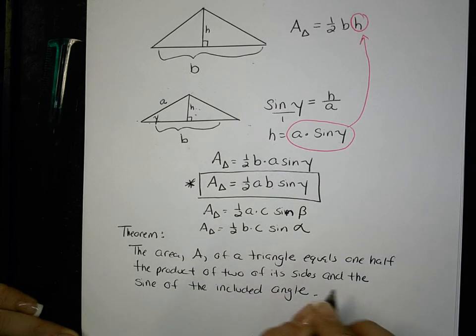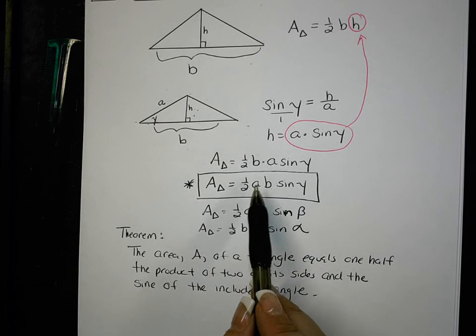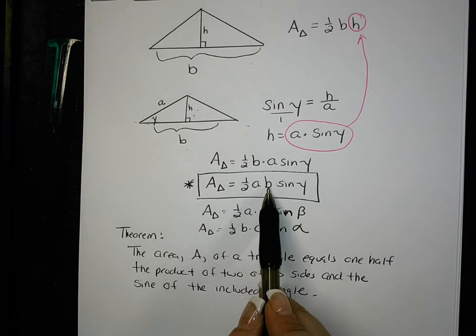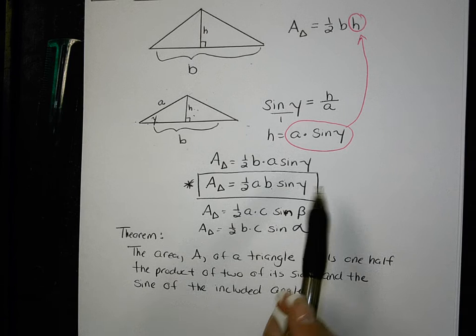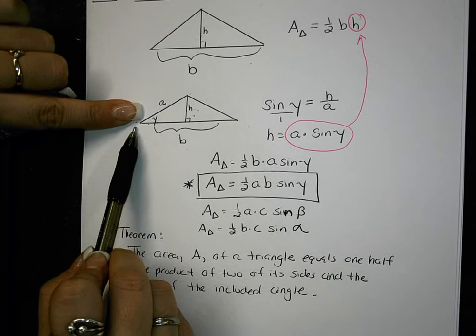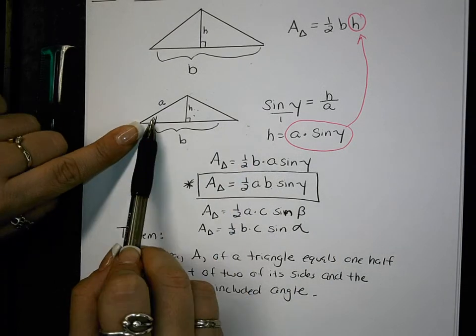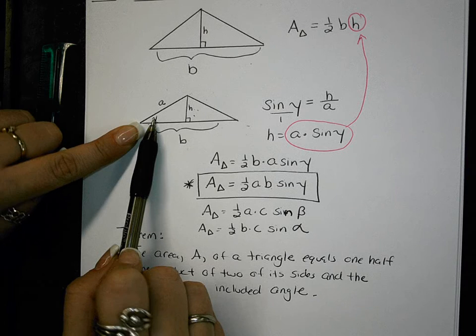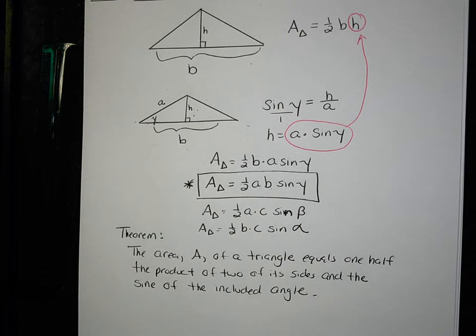So that's really what this formula is saying. It's 1/2 the product of two of its sides and the sine of the included angle. So when I have side A here and side B here, this is going to be the included angle that's in between them. It's the angle made up by the two sides when you put them together.